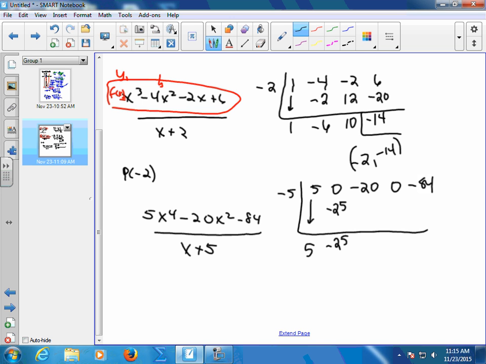So, in your calculators, what is -5 times 125? I'm sorry, times -25. Nope, multiply. 125. Add down. What do you get? 105. Multiply -5 times 105. Add down. Multiply -5 times 5, -525.